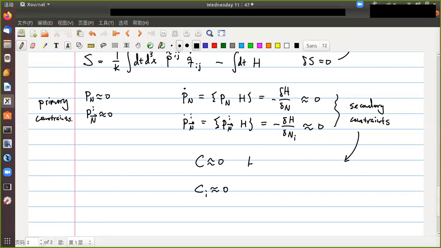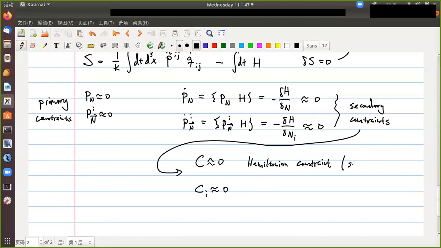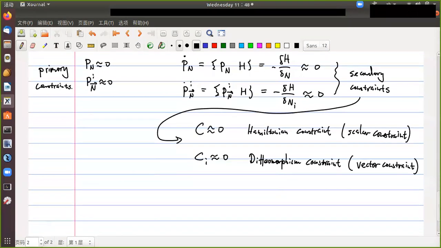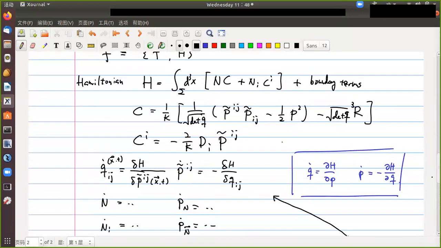The first one is called the Hamiltonian constraint, or also called the scalar constraint. The second is called the diffeomorphism constraint, or it is called the vector constraint. C and Ci have been given explicitly in this formula.